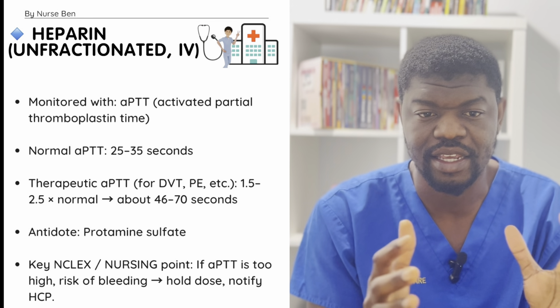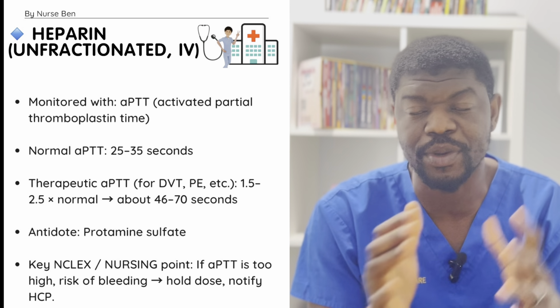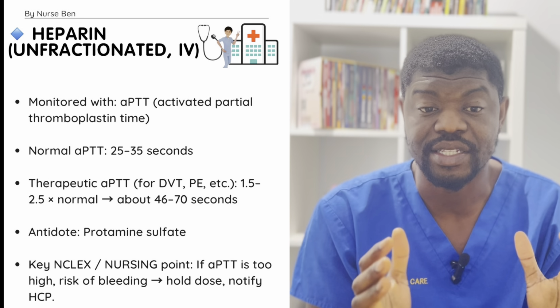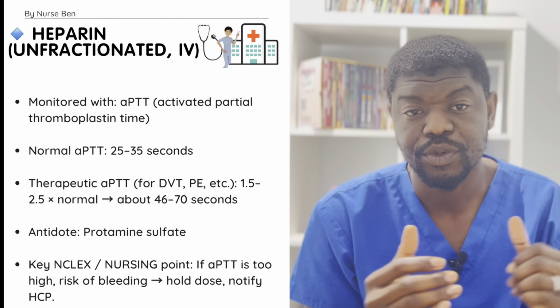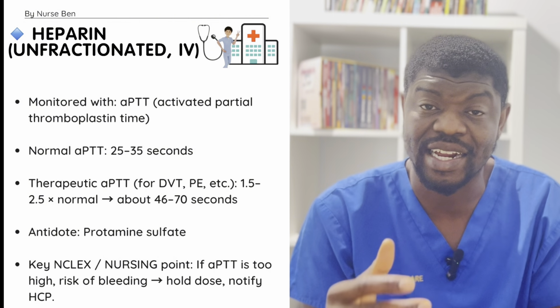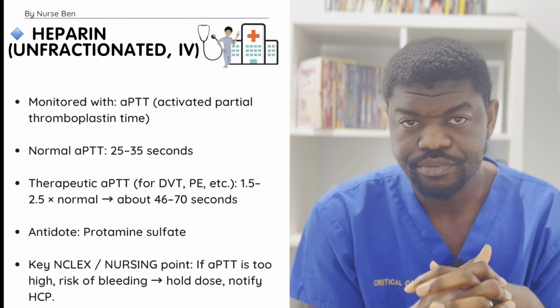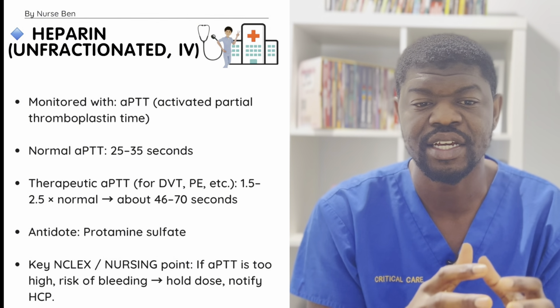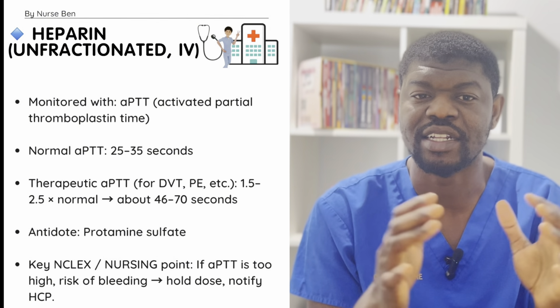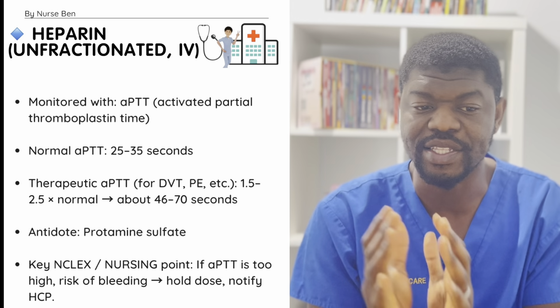Let's look at these. So this is just to tell us a bit more about our APTT. So heparin, which is usually given IV but can also be given subcut, is usually monitored with your activated partial thromboplastin time, which is shortened as your APTT.